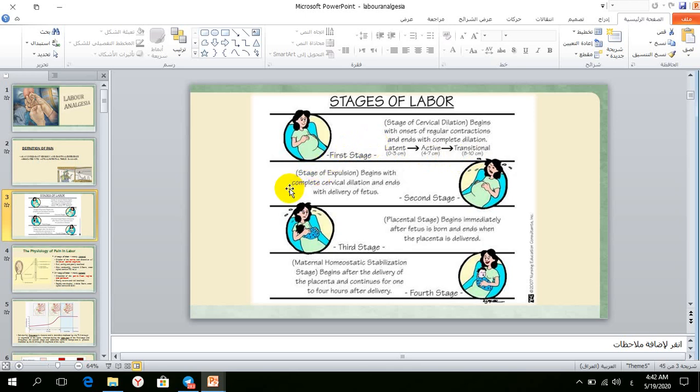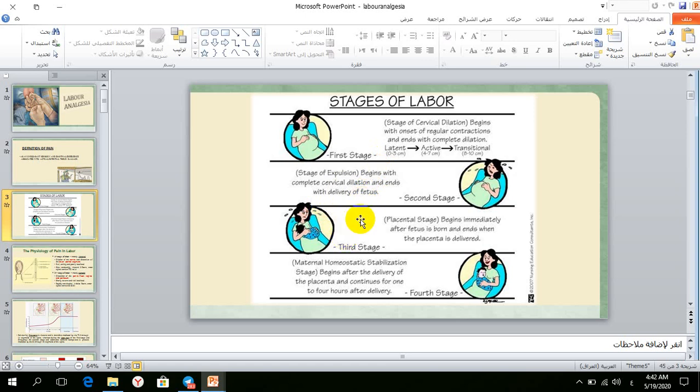Stage 2, the second stage of expulsion, begins with complete cervical dilatation and ends with the delivery of the fetus. So now, stage 1 is full dilatation. Stage 2 is the stage of expulsion, which is the delivery of the baby.